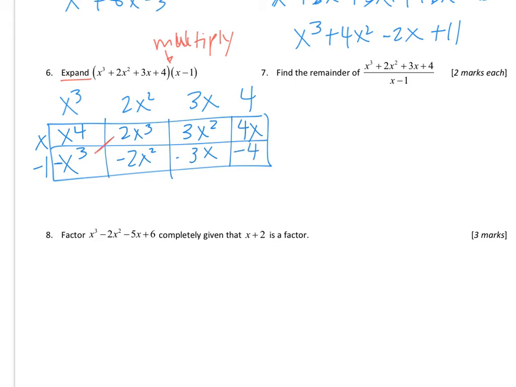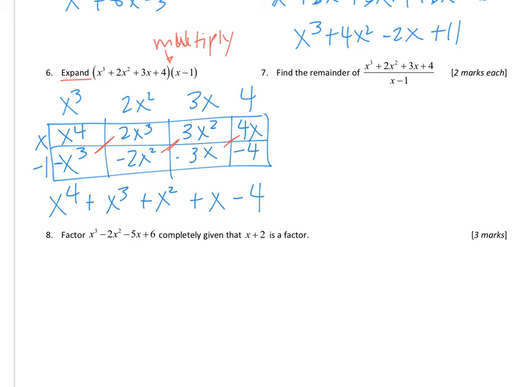They're all just negative. Negative 2x squared, negative 3x, negative 4. So now the ones on the diagonals are like terms. So those ones are going to get combined. Plus x cubed plus x squared plus x minus 4. All right.